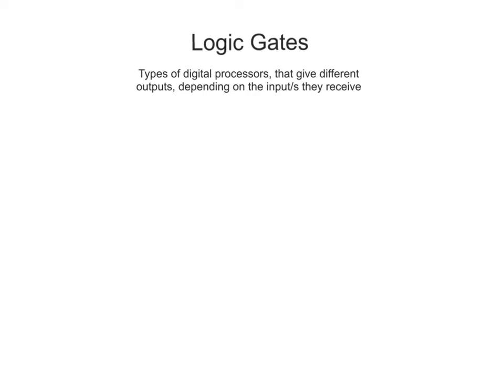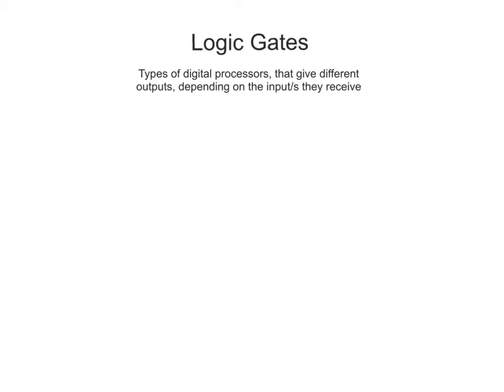Hello everyone, in this video I'm going to be talking about logic gates. Now logic gates are types of digital processors. And what they do is give different outputs depending on the input or inputs that they receive. So ultimately they process information and allow things to work.